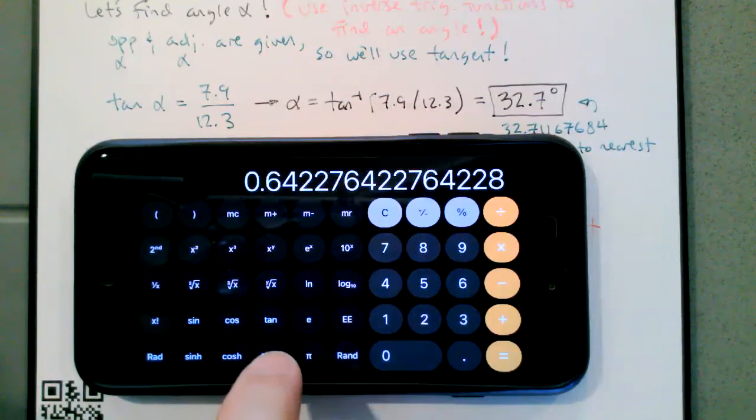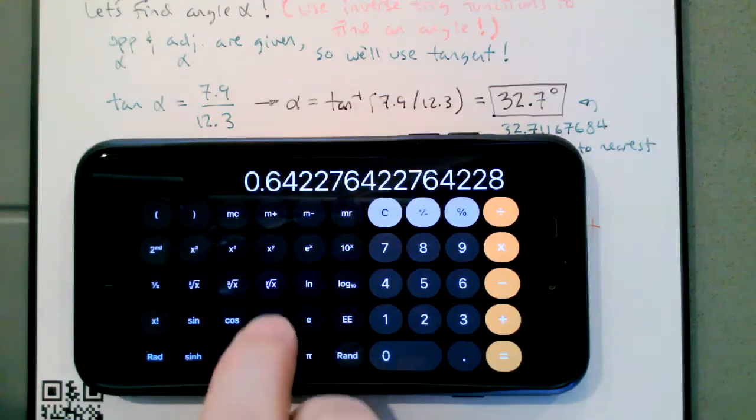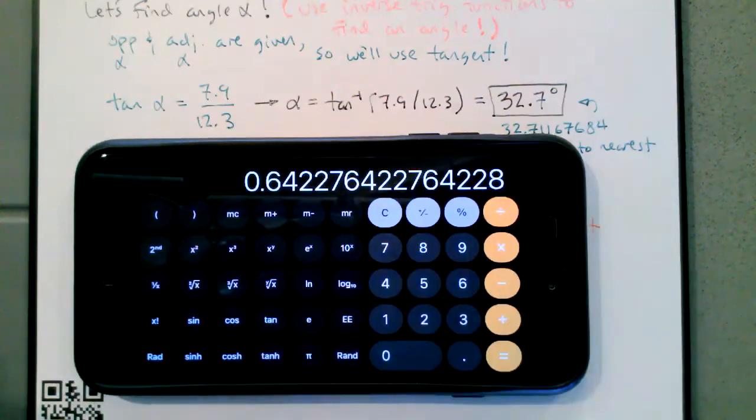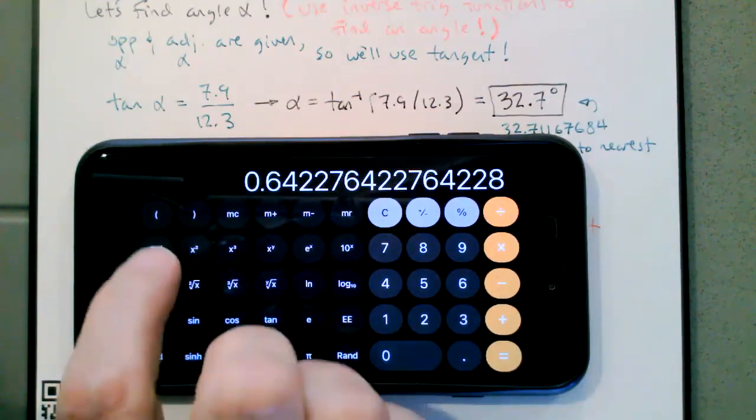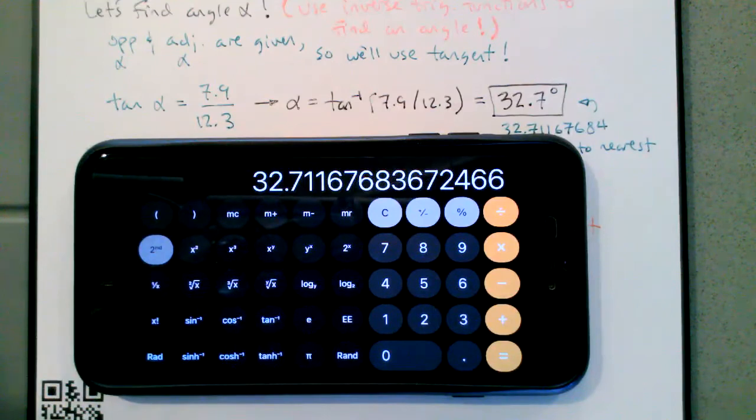And then to do the tangent inverse of that, remember the tangent inverse button is only going to take the tangent inverse of whatever is on the screen at the moment. So we have to press second and then tangent inverse. And then instead of having to hit equals, it just does the tangent inverse of whatever's on the screen. So we have to be careful, we have to know how our calculator works. We can't just plug things in like we type them.